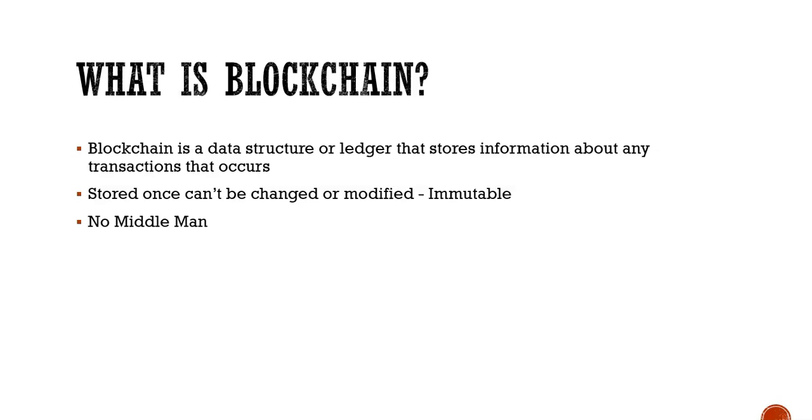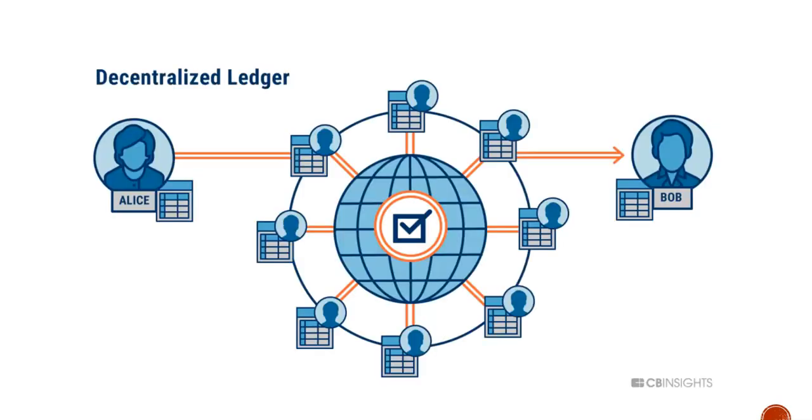Whenever there is no middleman, there is no necessity to pay some extra money to the middleman in order to maintain the ledger. And the blockchain is built completely on a decentralized and peer-to-peer network. When you look at this picture, there is no middleman and the work is completely decentralized. The blockchain technology is built on a decentralized ledger technology.